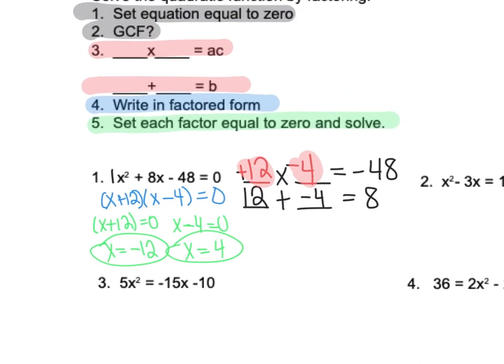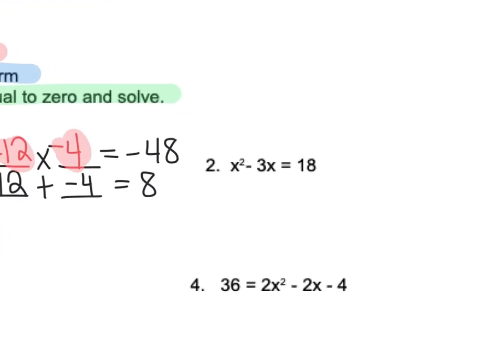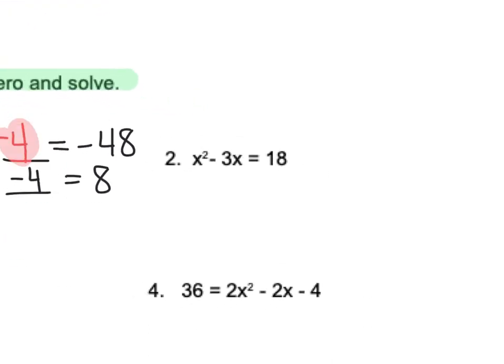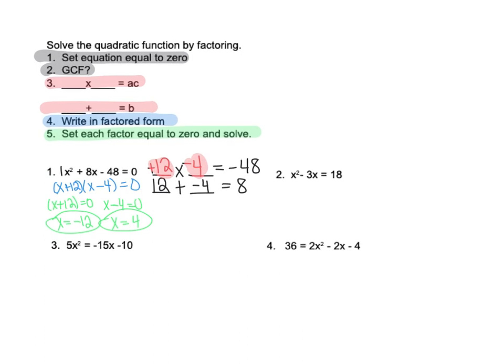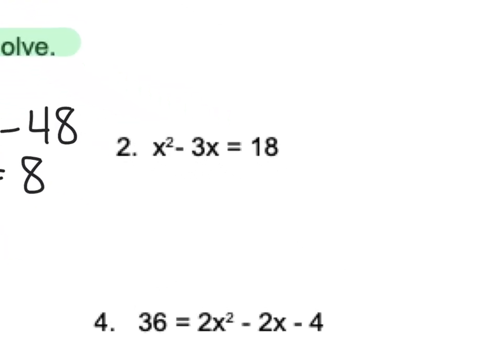Okay, so let's just keep working our way through here and look at a couple more examples. All right, and kind of see our steps here. Step 1, we want to get our equation equal to 0. Currently it is not, so I need to subtract 18 from both sides. So I'm going to subtract 18 from both sides, and I get x squared minus 3x minus 18 equals 0.